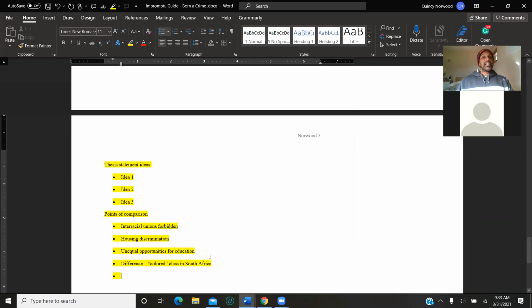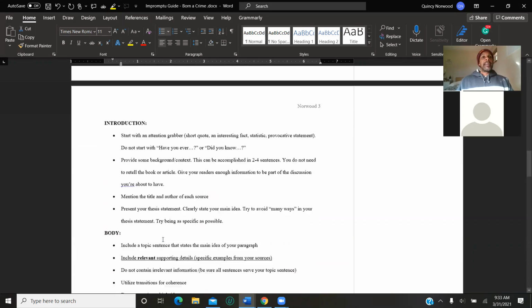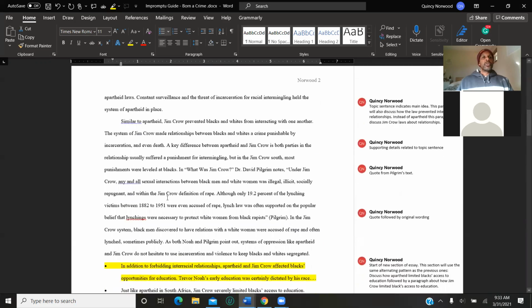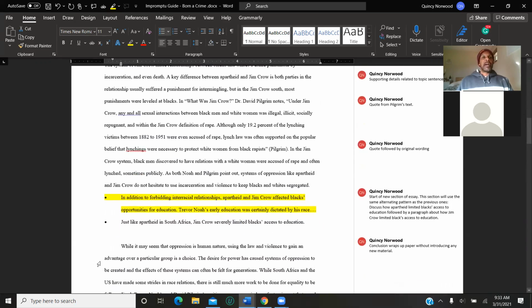But to be honest, this is a paper right here. So if you look at this, it's 1, 2, 3 paragraphs. And if you take this stuff out, here's our conclusion.